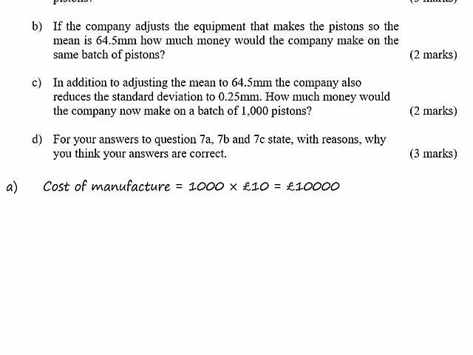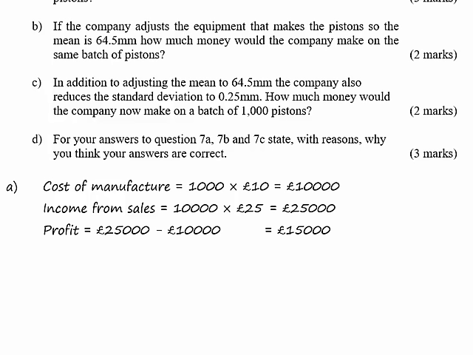The cost of manufacture of 1,000 pistons is 1,000 times £10. The income from selling 1,000 pistons will be £25 times 1,000. So that's £25,000. So the profit from 1,000 pistons will be 25,000 minus 10,000, which is £15,000.